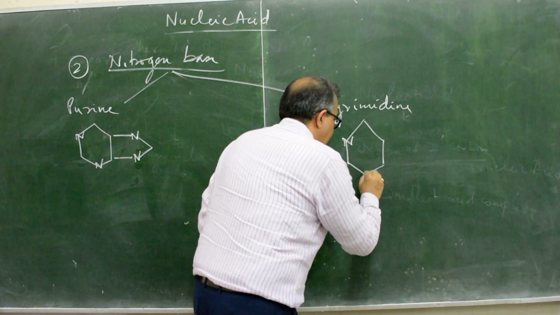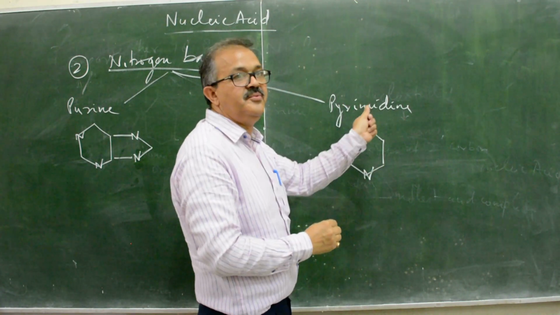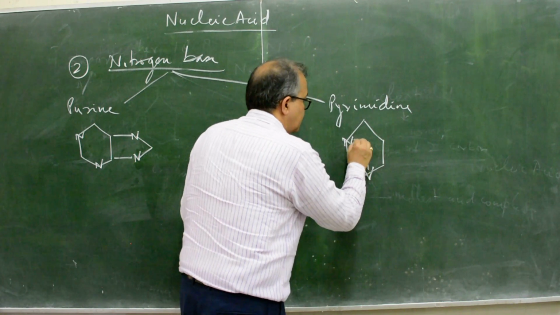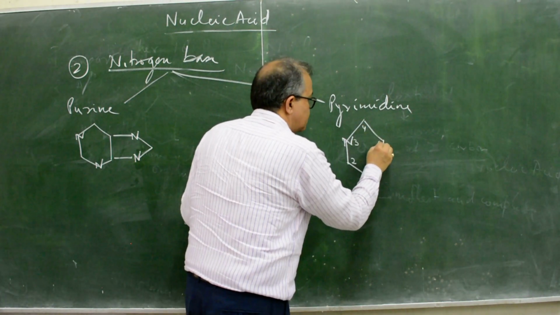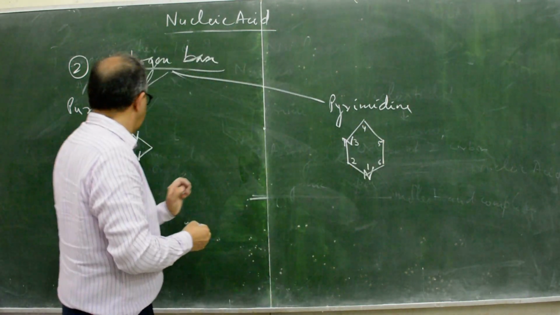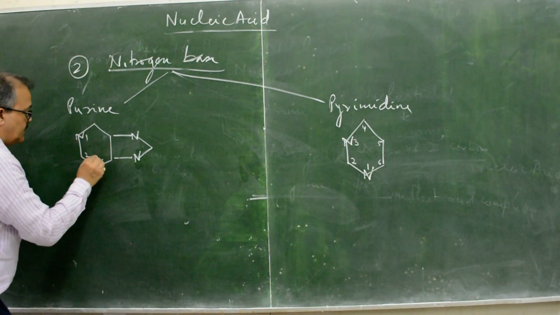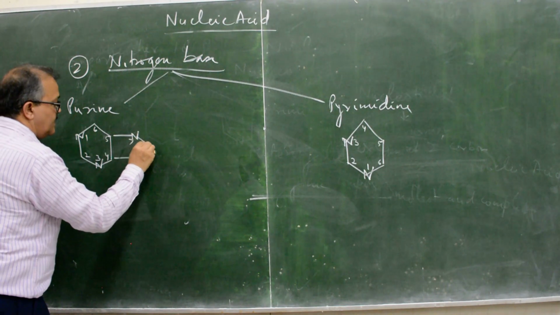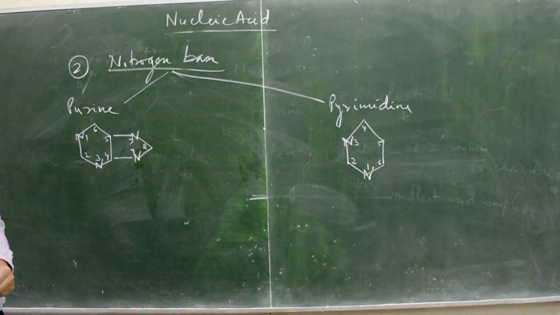The numbering system here is different, anti-clockwise. This is the first position, second, third, fourth, fifth, sixth position. And in purine the numbering goes clockwise: 1, 2, 3, 4, 5, 6, 7, 8, 9. You have to remember it.